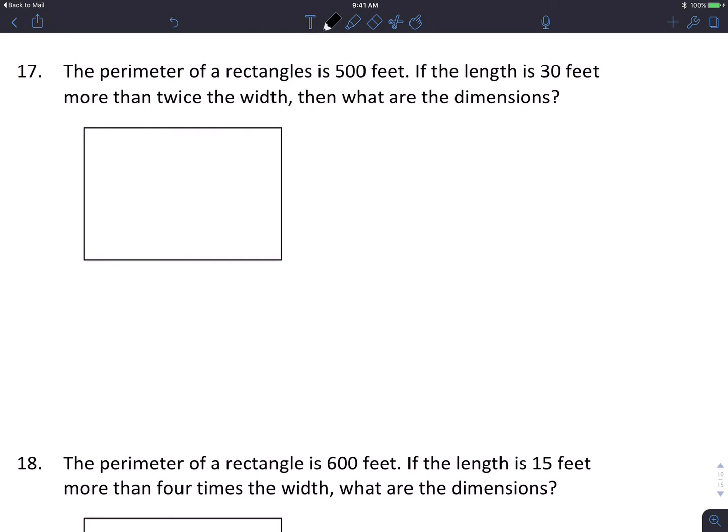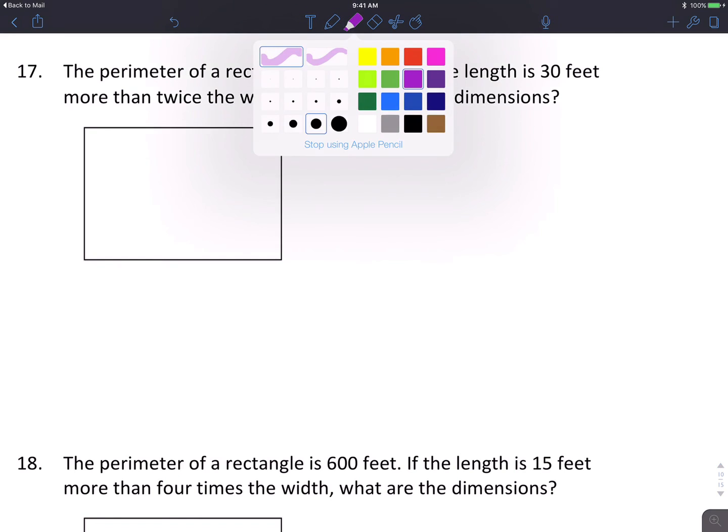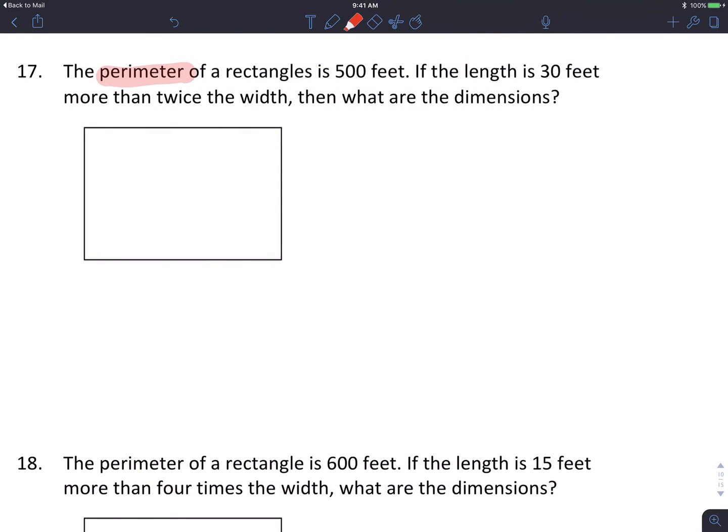Perimeter of a rectangle is 500. Let's turn down the gain so we don't get all the traffic. P is 500. P is 2L plus 2W. Or we can say simply 2L plus 2W is 500.